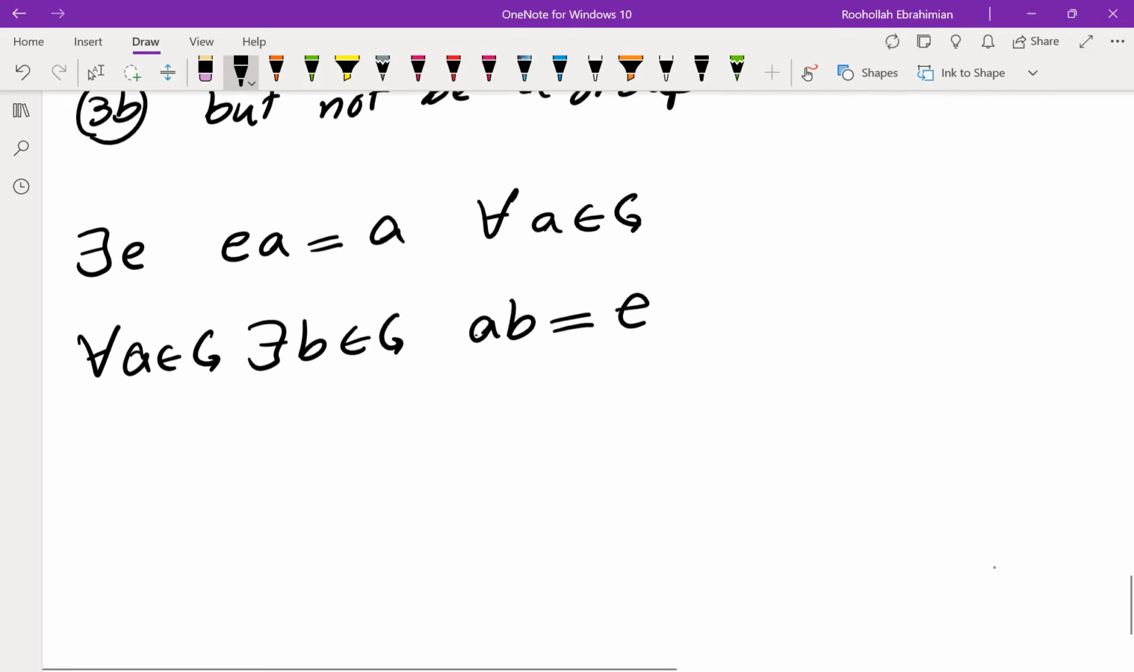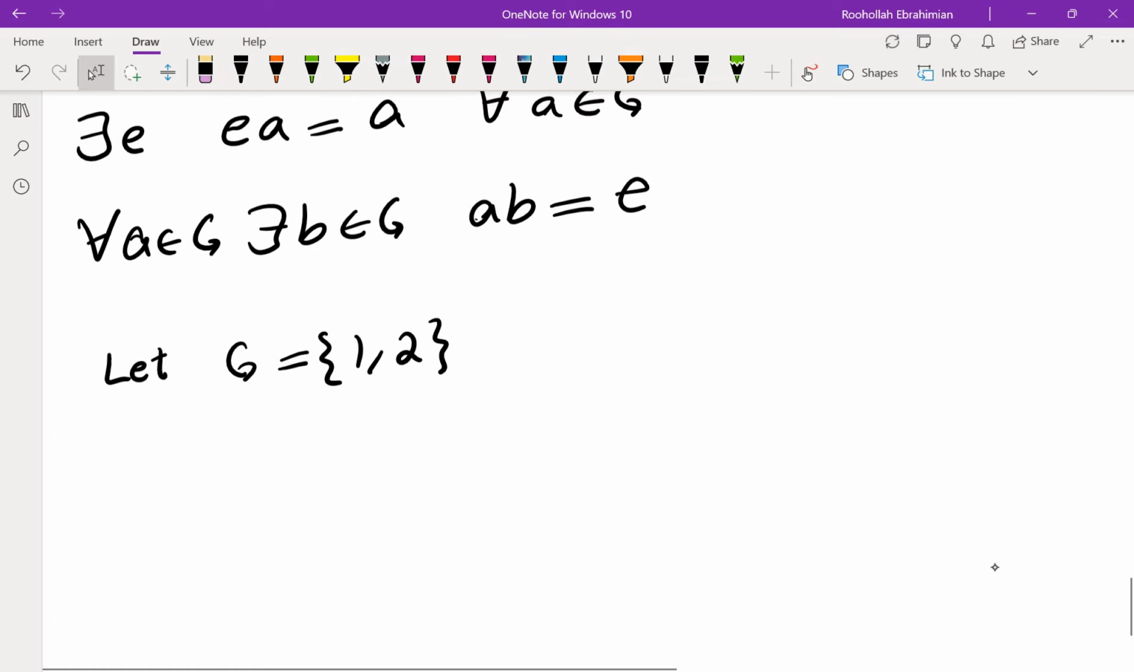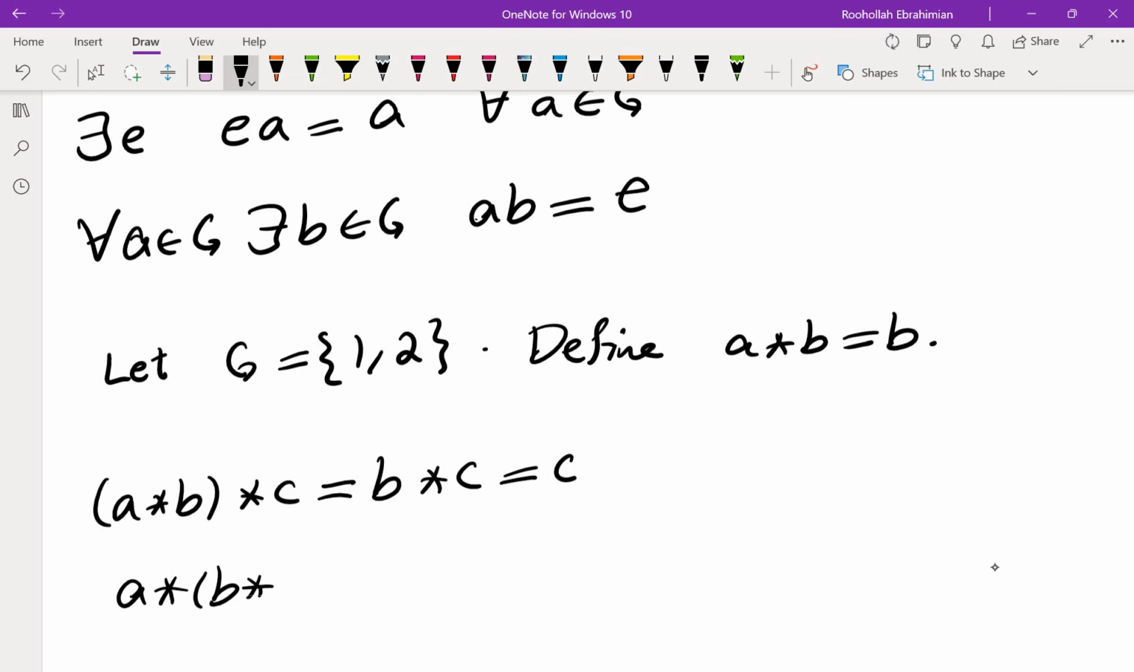So the way we can actually define a set that satisfies those 2 things and also associativity is this. Let G be basically any set as long as you have more than one element, and then define this. Define A star B to be B. Now when you look at A star B star C, A star B is B, and then B star C is C. If you look at A star B star C, you get A star C, which is C. So in fact it is associative.